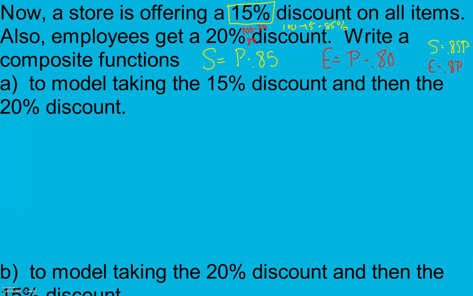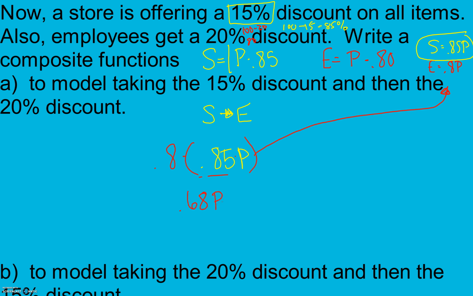We want to take the 15% discount, which is the store discount, and then the employee discount. So we're going to take our store discount, and whatever we get for that, we are going to substitute in to E, which means I'm going to have 0.8 times our p-value here. And since all I'm doing here is multiplying, I can multiply right away and get 0.68p. What that means, guys, is that we're paying 68% of the original price.